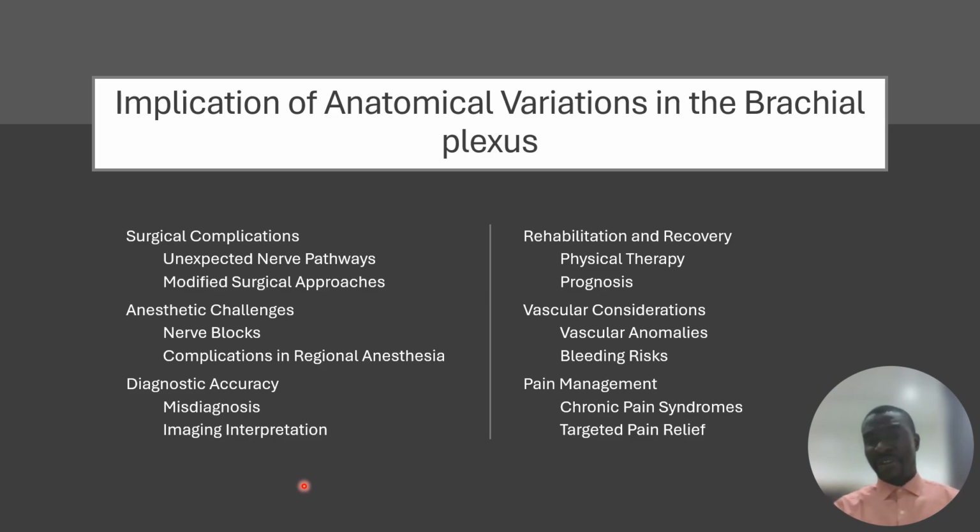And again, you can also have anesthetic challenges, especially when administering anesthesia, and there could be complications in regional anesthesia. Sometimes you see people having different kinds of responses, such as partial blockade, due to the presence of anatomical variations. And again, there are usually misdiagnoses. Sometimes new nerves or variations are even mistaken for nerve tumors, and this could lead to misdiagnosis and errors in imaging interpretation.